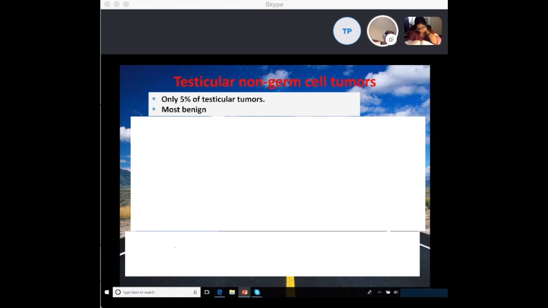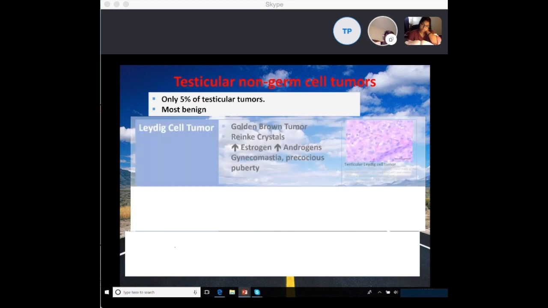They're only 5% of the testicular tumors, and they are mostly benign with the exception of testicular lymphoma. First off, we've got Leydig cell tumors. We know that Leydig cells secrete androgens, so these can cause precocious puberty in boys. In some cases, they can also secrete estrogen and cause gynecomastia.